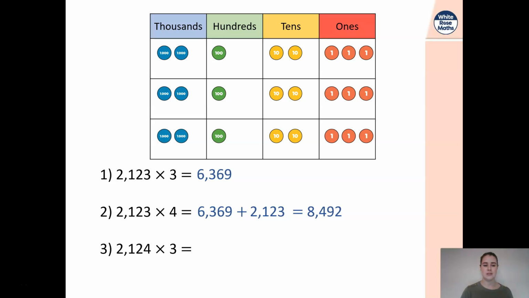Now, the last one is slightly different. Although we have increased it to 2,124, we're now only multiplying it by 3. So we need to add 3 ones onto each one of our numbers, because all we have done is make the original number 1 times bigger. By making it 1 times bigger and having it 3 times, we've added just an additional 3. Therefore, 6,396, which was our original answer when it was multiplied by 3, we just add the additional 3 and our answer is 6,372.